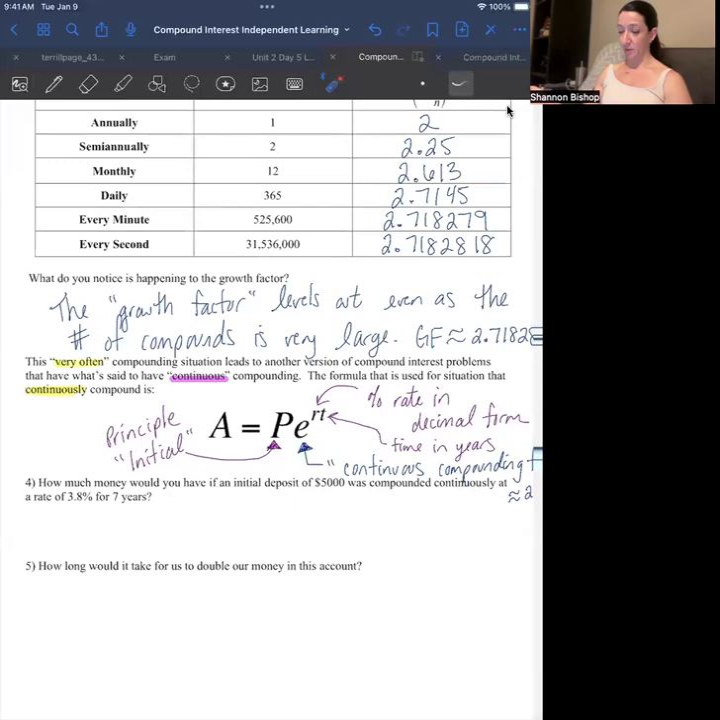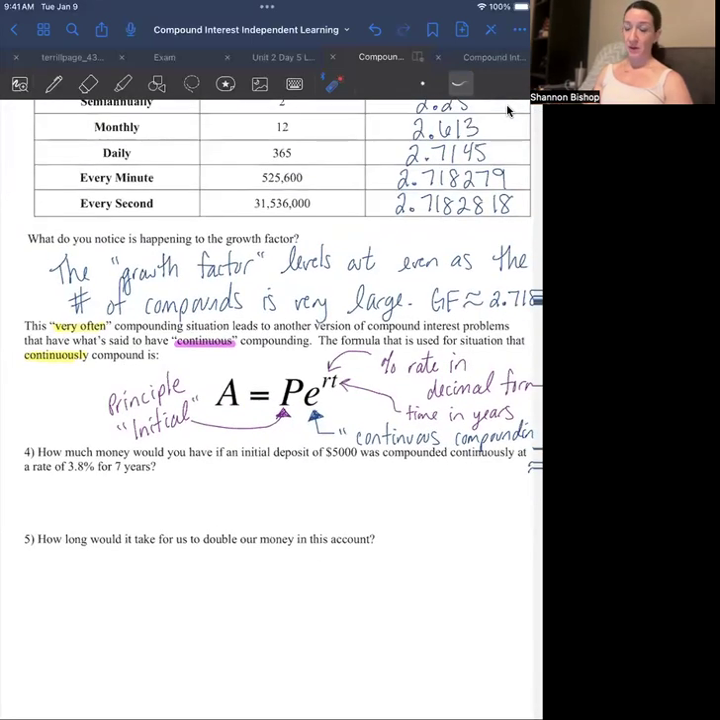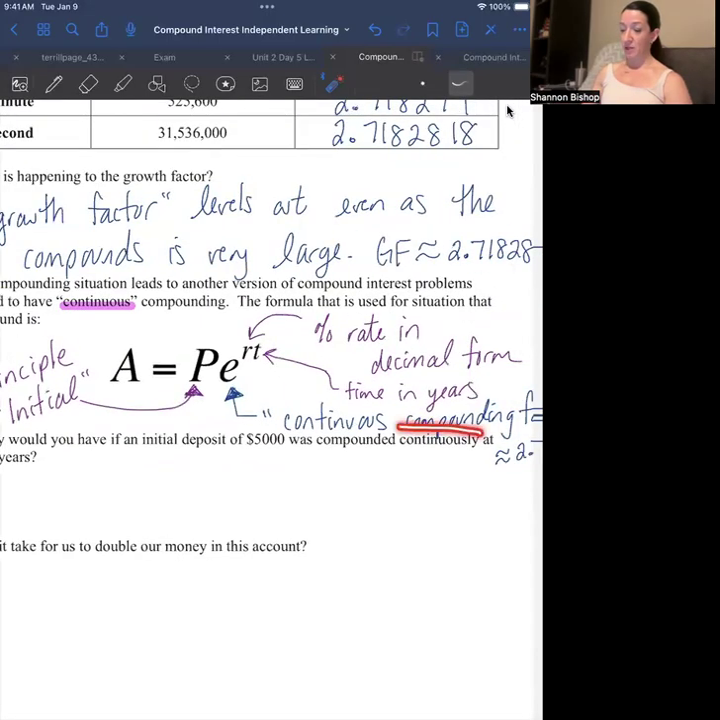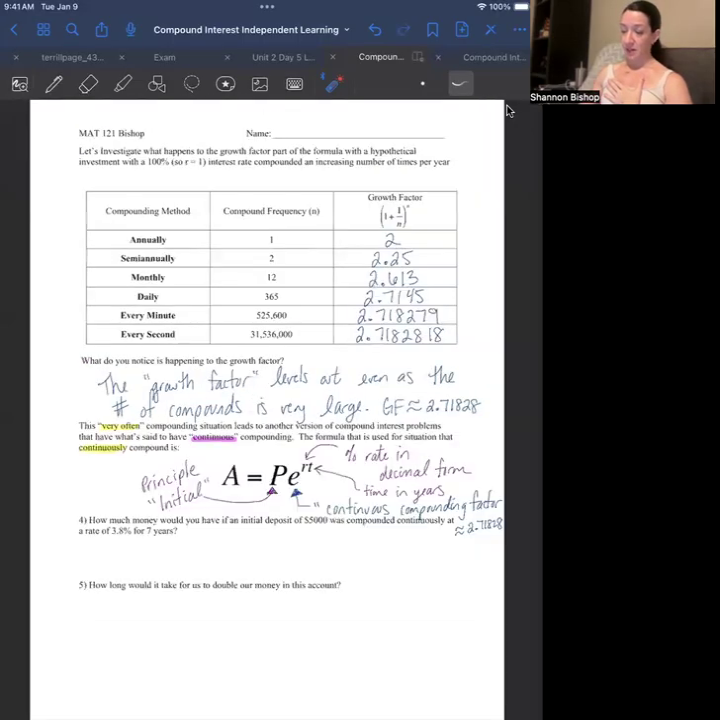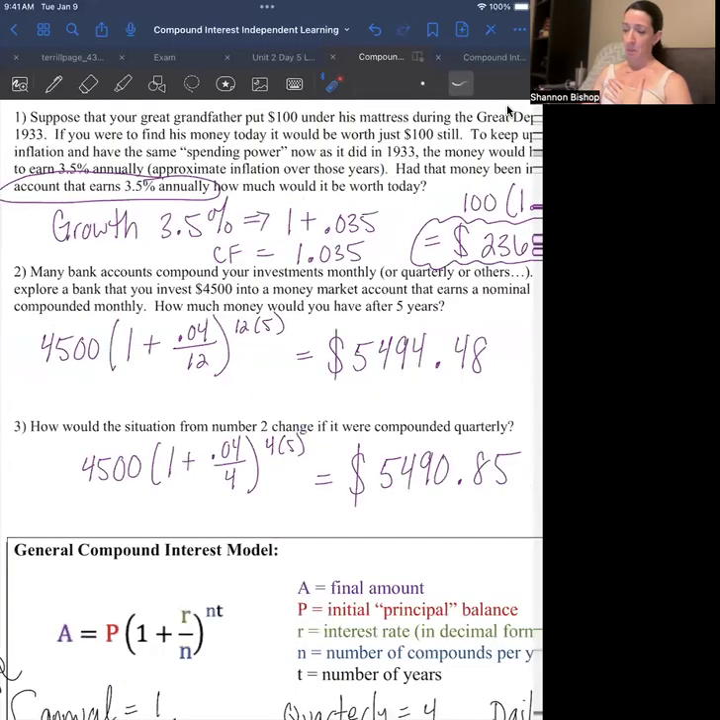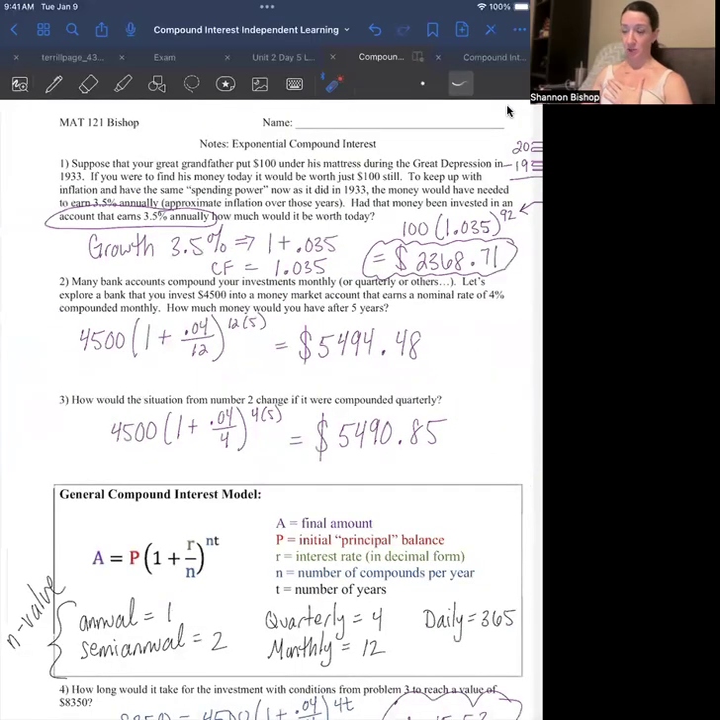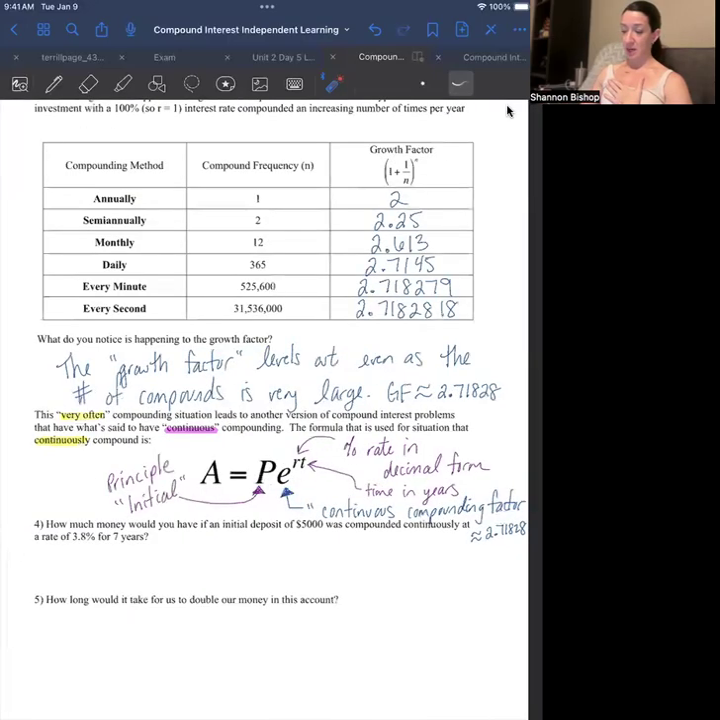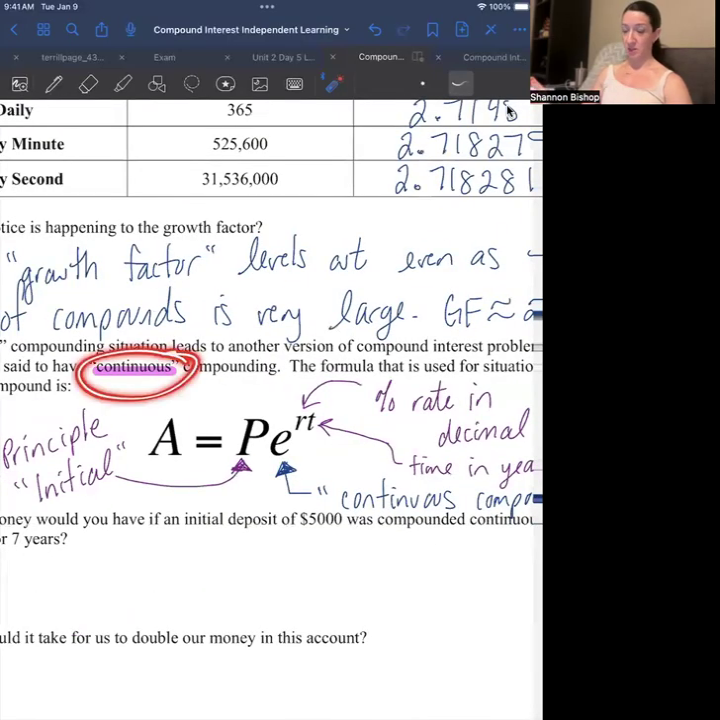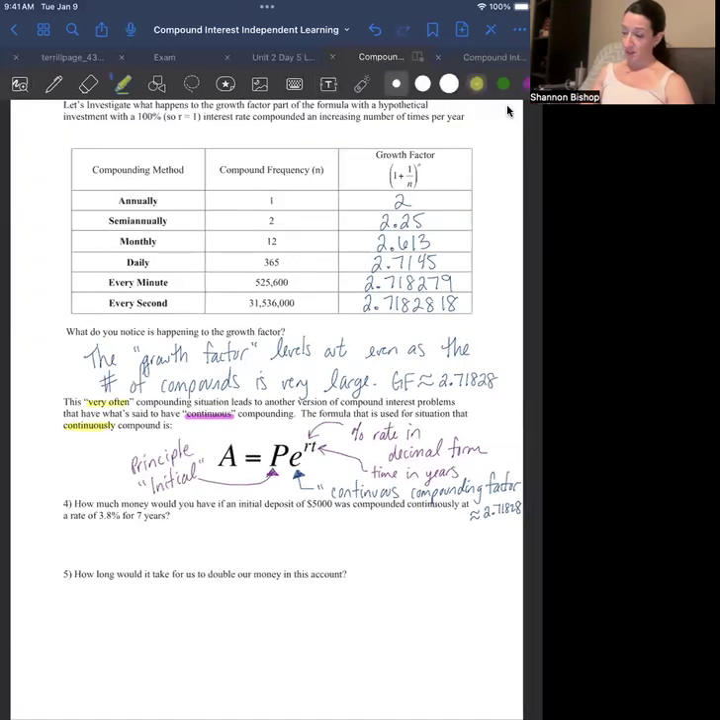So for instance, look at number 4. It says, how much money would we have with an initial deposit of $5,000 and it was compounded continuously? Ding, ding, ding. See that phrase? That's what tells me I'm using the formula with e. Any other problem that said quarterly, daily, monthly, right? Then you're just going to use the typical compounding interest. It's only ones that say the word continuous that you're going to use this version. But this one does say continuous, so I know that it's going to be safe.